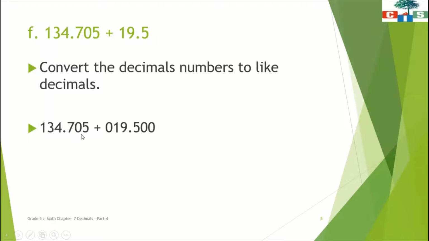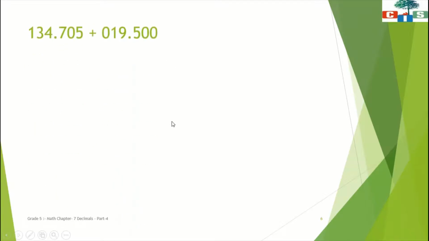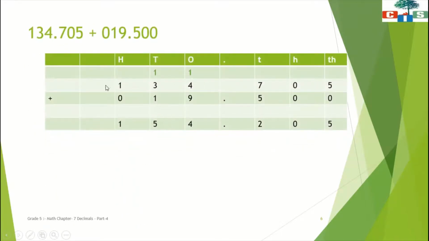See, here we have 3 decimal places and here also we have 3 decimal places. Now we can easily add. So let's see how to add it. Scholars, before adding you have to make this decimal place value chart. Then you have to arrange these numbers according to the place value and then add.